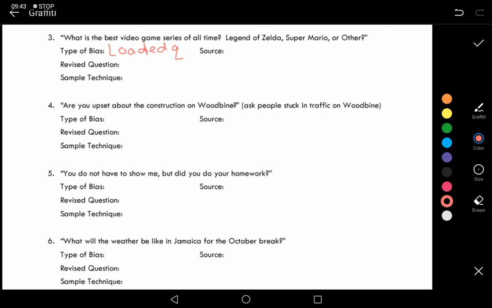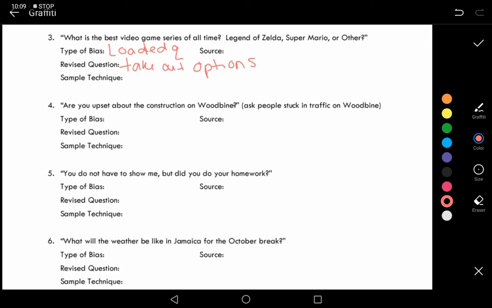So if we were to revise that question, we could just simply take out the options, right? We could just say, what is the best video game series of all time? So just taking out the options. And again, for those sampling techniques, you can kind of justify anything, right? You can do voluntary, convenience, random, etc. Doesn't really matter.